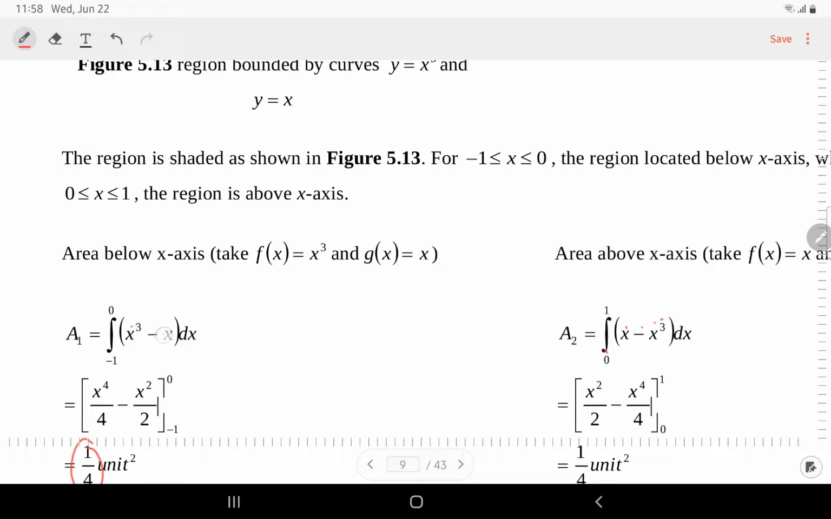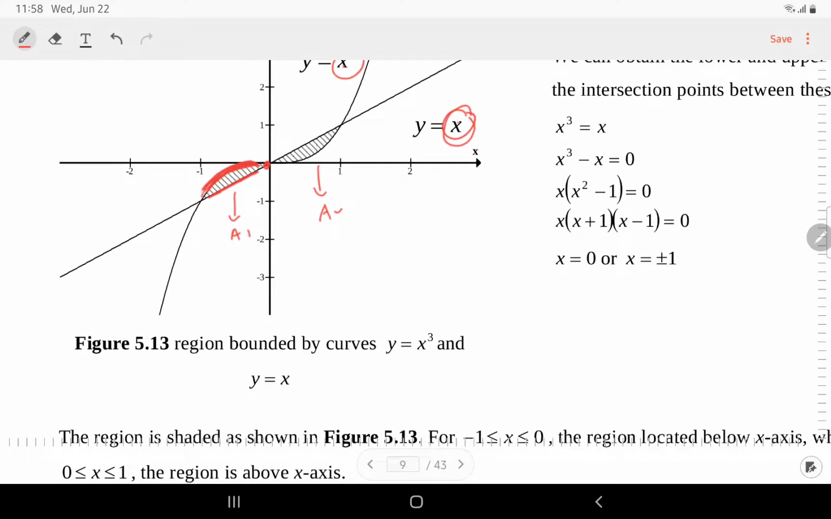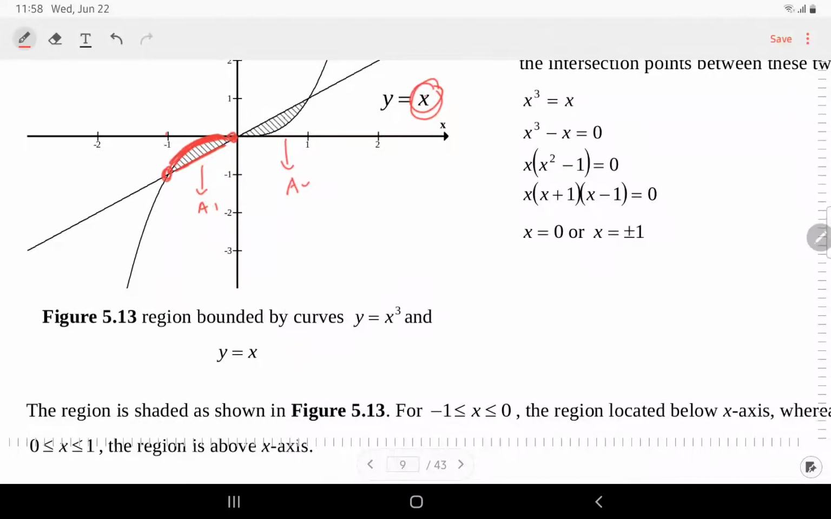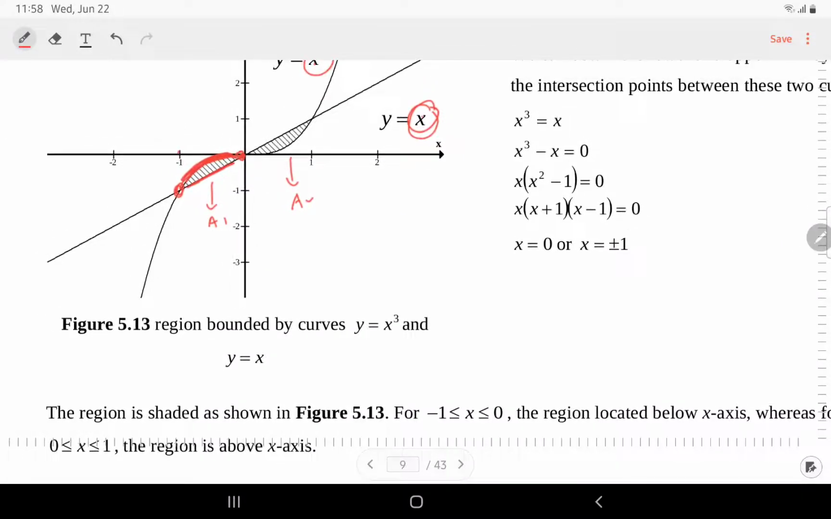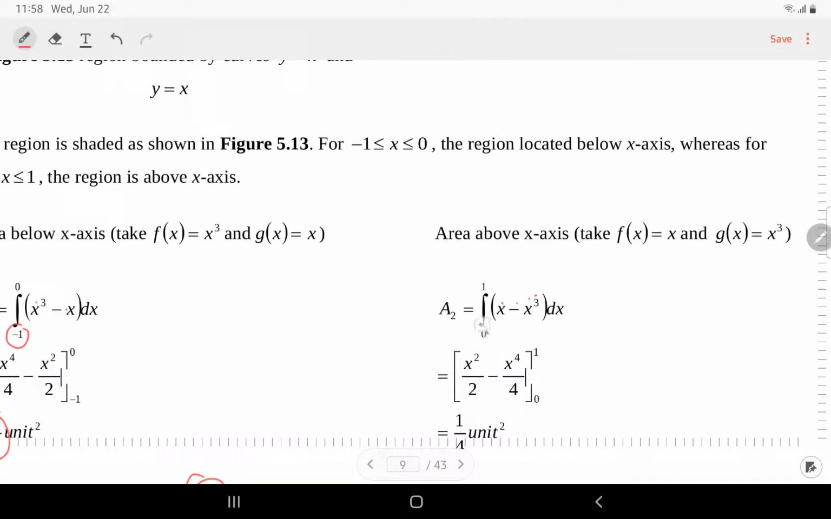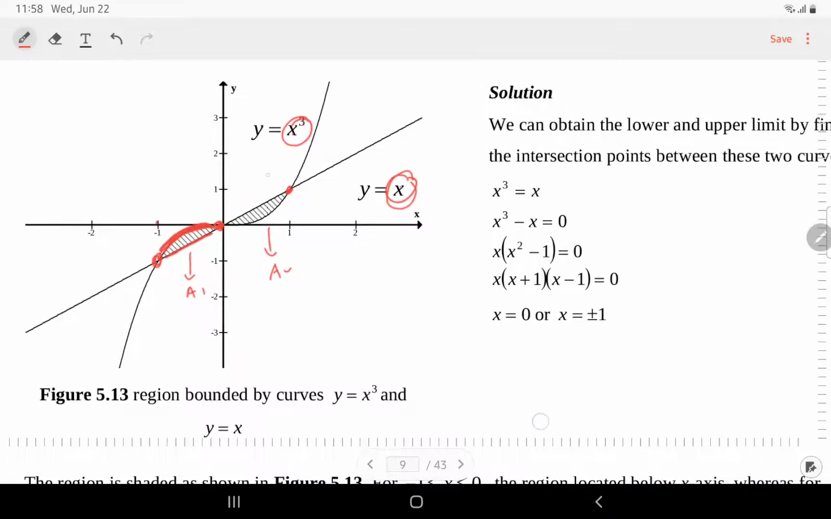Okay, x cube minus x, integrate from negative 1 to 0. Okay, negative 1 sebab apa, dekat sini negative 1, dekat sini 0. Okay, so that's the calculation for A1. Okay, for A2 kita kena integrate from 0 to 1, dekat sini 0 to 1. Okay, dekat sini function atas tolak function bawah. Function atas yang ni, straight line, x. Yang bawah yang ni, x cube. So, x minus x cube.